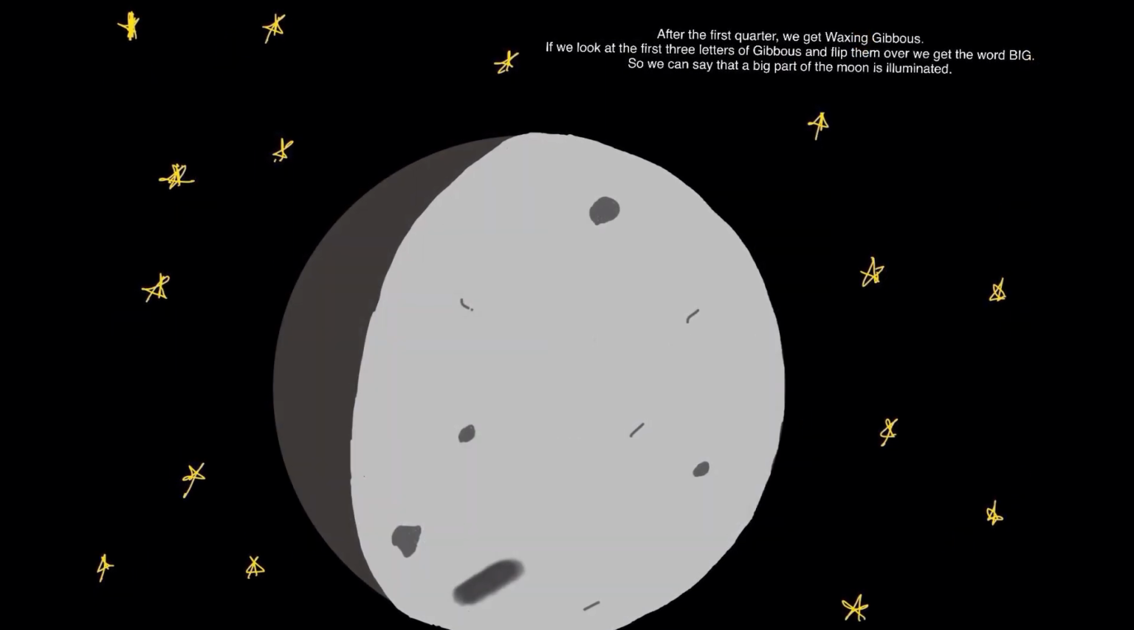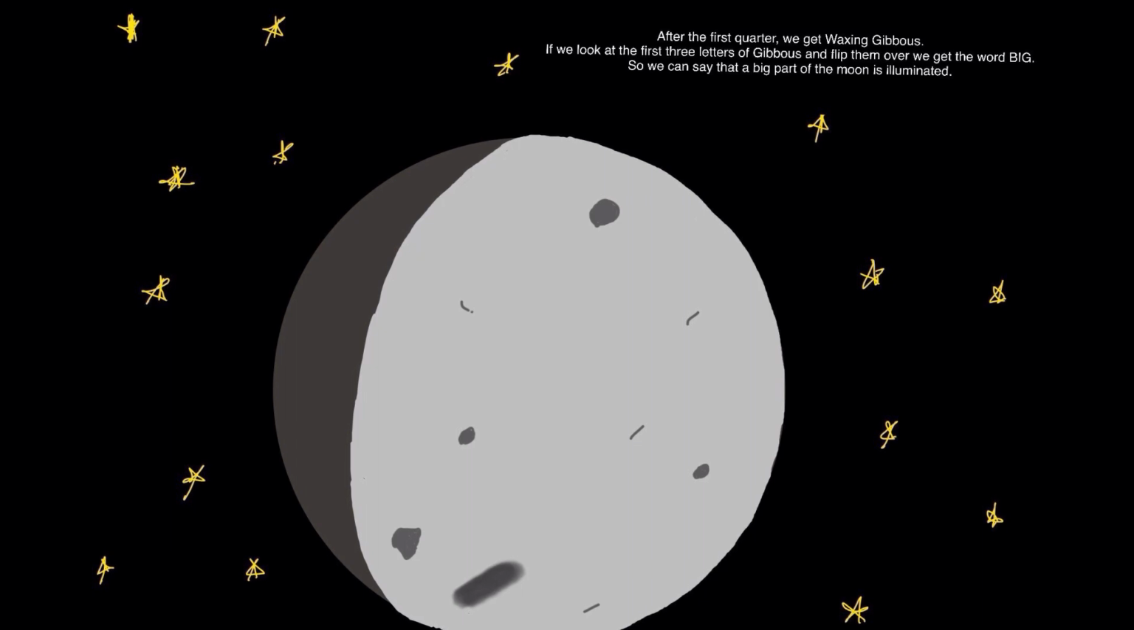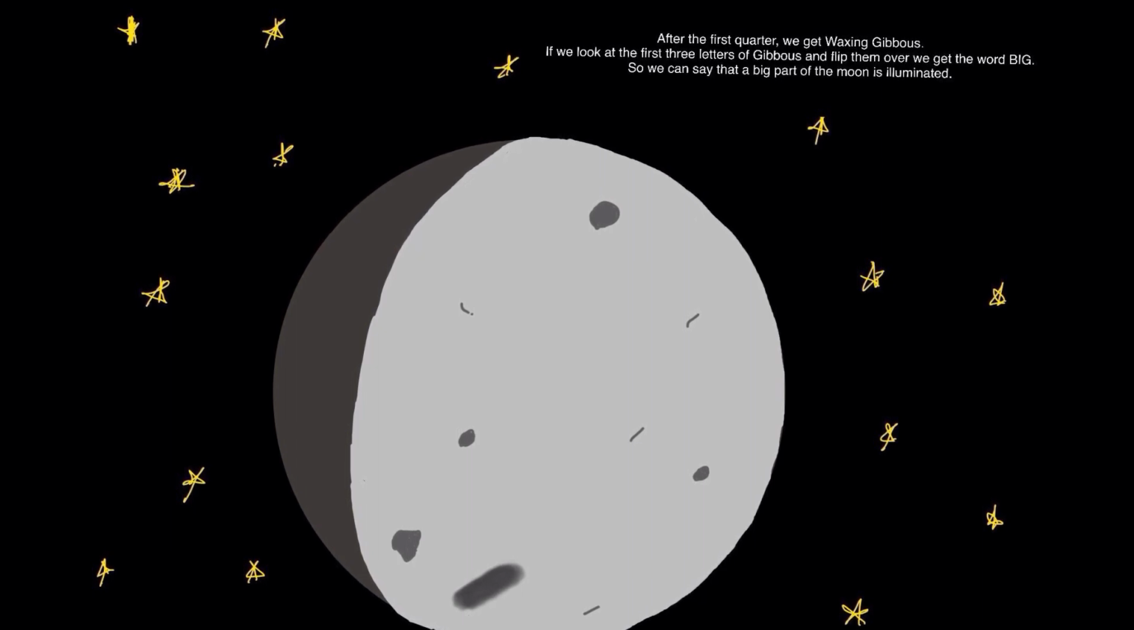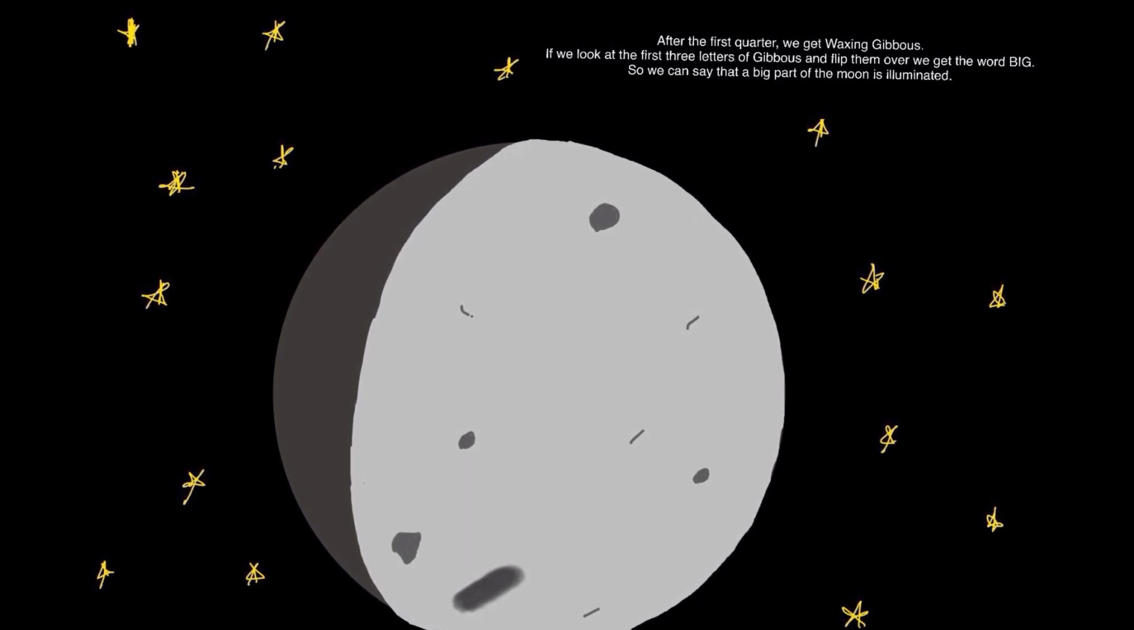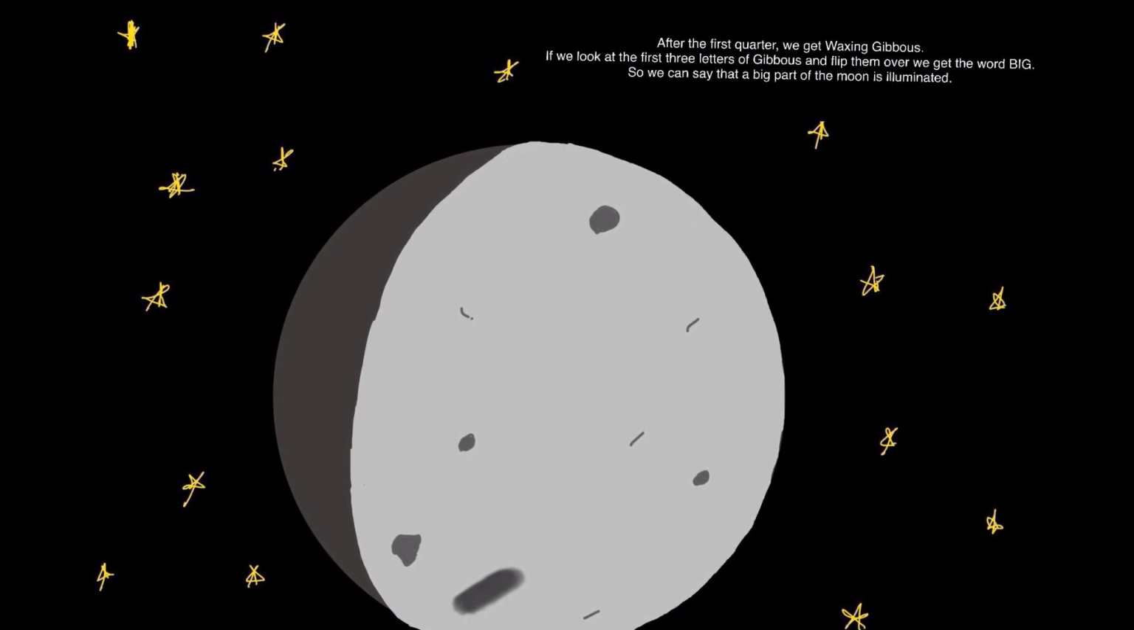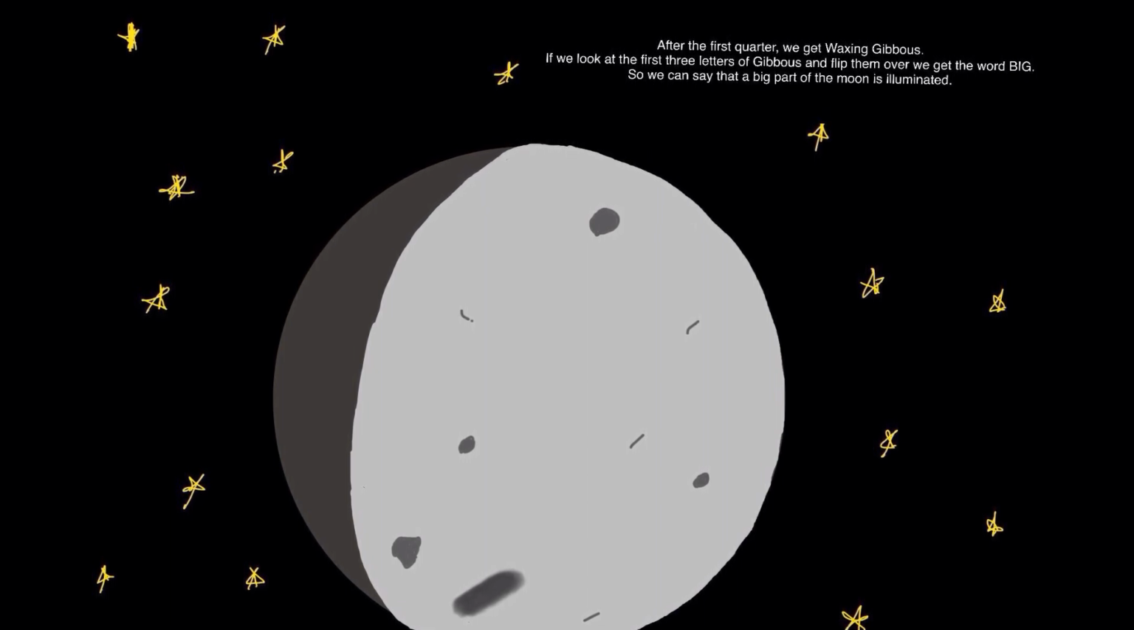After the first quarter, we get a waxing gibbous. If we look at the first 3 letters of gibbous and flip them over, we get the word big. So we can say that a big part of the moon is illuminated.